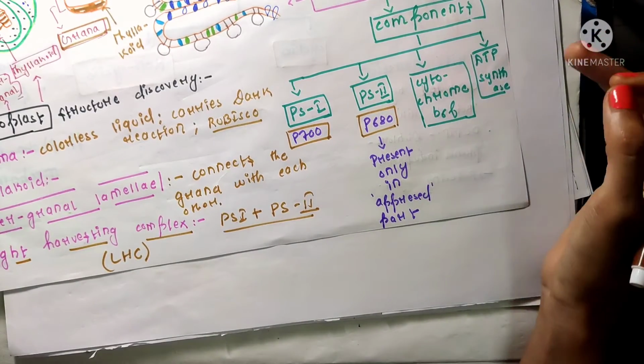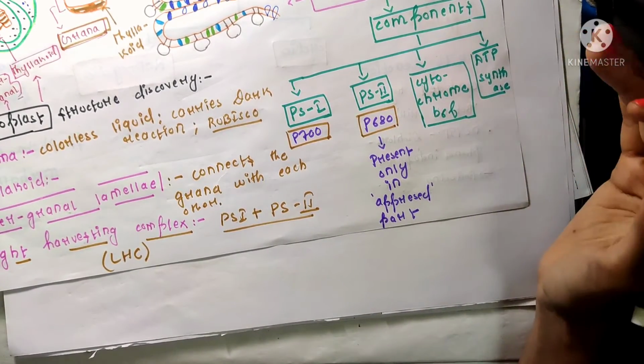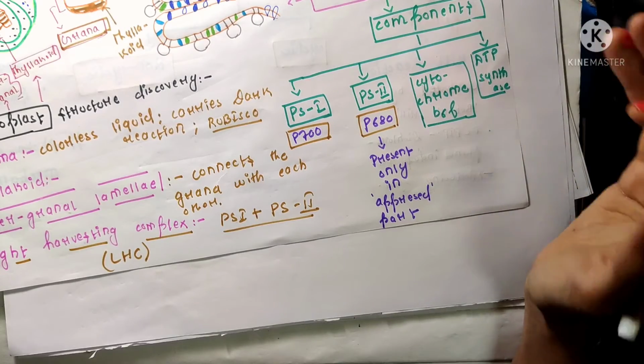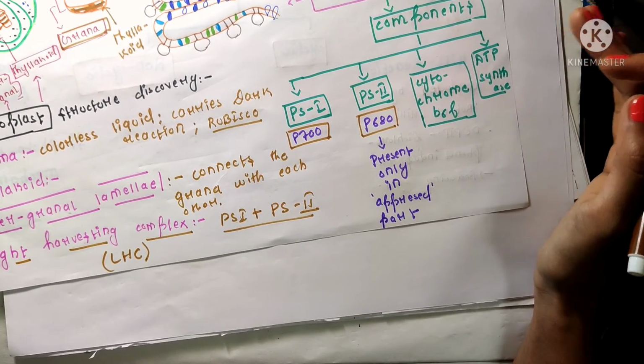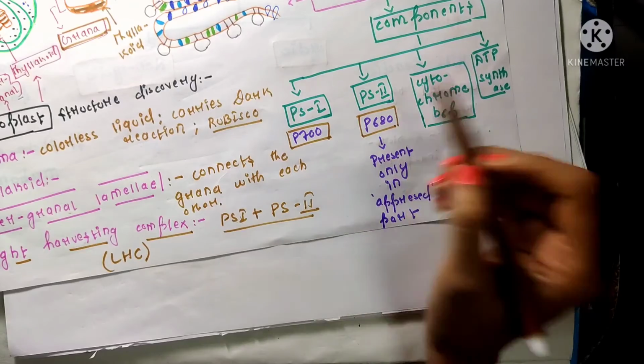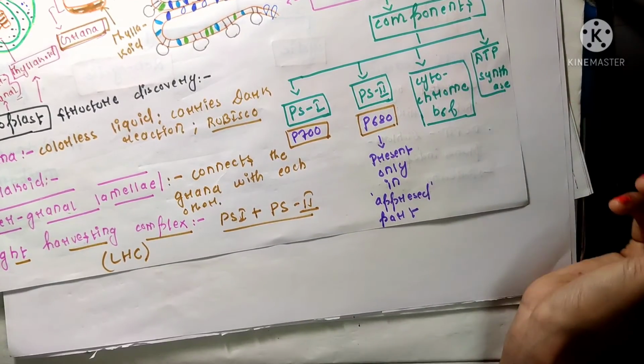In the next video, we are going to study the process of photosynthesis, also known as photophosphorylation, and we will study all the electron transport and the photosynthetic complexes.